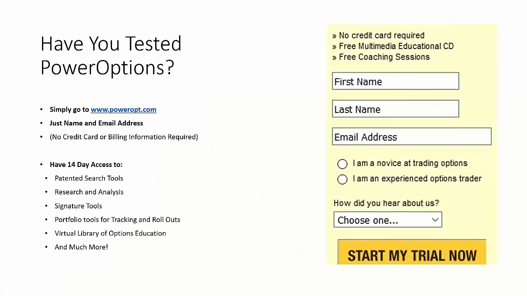If you liked what you saw with some of the tools, we focused on the search tool today. We focused on the different strategies using the custom spread tool or profit and loss chart to run what-if scenarios, as well as to run different examples. You can test out the Power Options tools at any time.